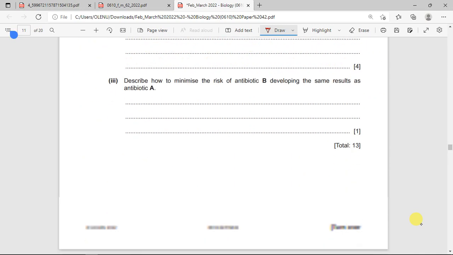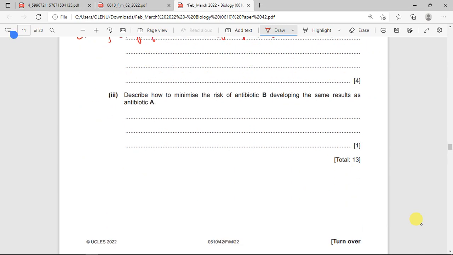That's all. Now they said describe how to minimize the risk of antibiotic B developing the same result as antibiotic A. How do you minimize the risk? How will you make antibiotic B not become resistant? The first thing is complete the dose of antibiotics. So you should always complete the dose given by the doctor.